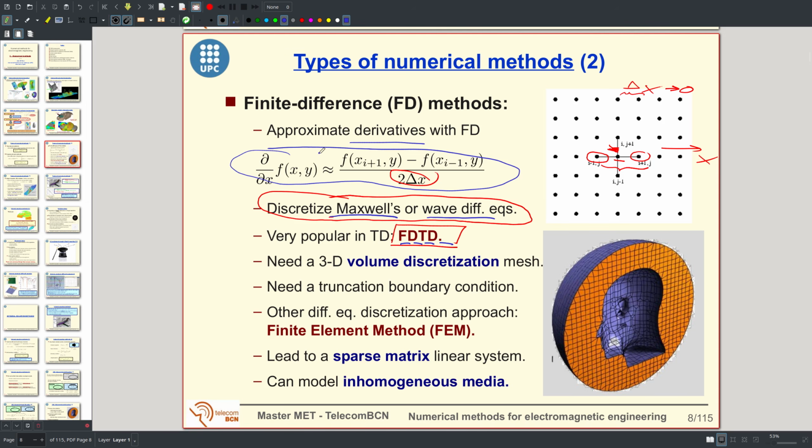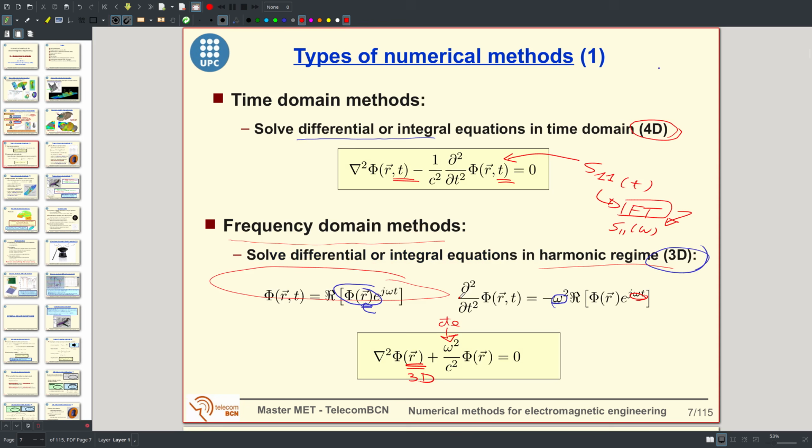Very important, finite difference methods need a 3-dimensional volume discretization. 3-dimensional if we are in frequency domain. In time domain, you need an additional dimension for time, so it is 4 dimensions. But regarding space, you need a 3-dimensional discretization. Why? Because your equation, for example, this wave equation here, is defined in a volume.